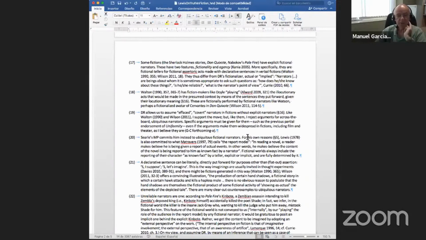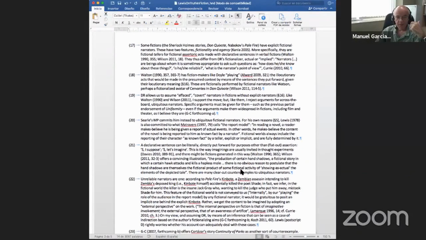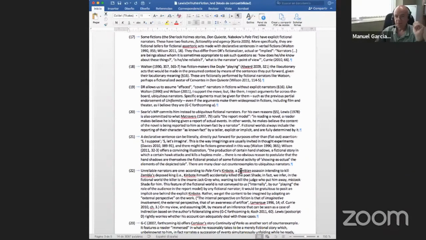So here is Currie emphasizing this aspect of fictional narrators. Now, as I said, it's compatible with the view that fiction makers, fictionalizers like Doyle, tell their stories by, as it were, playing the role of fictional tellers, fictional narrators. And this is the way we can think of Doyle with Watson. Doyle is, as it were, an actor playing the role of Watson. Cervantes is playing the role of these first personal narrators. Currie also allows us to assume effaced or covert narrators in fictions without explicit narrators, like the Jane Austen novels.